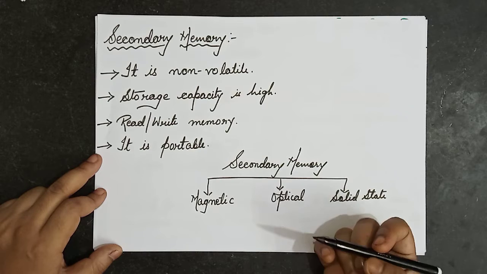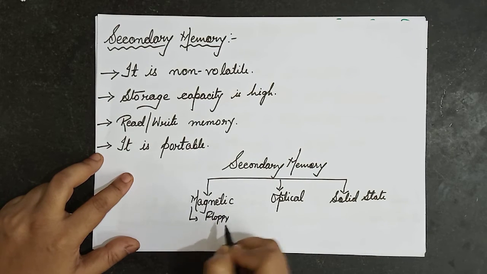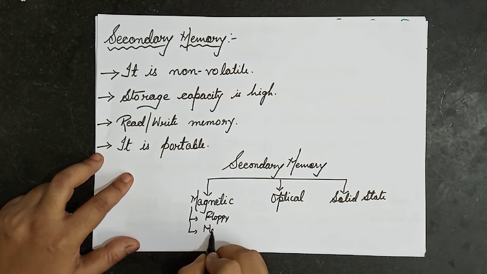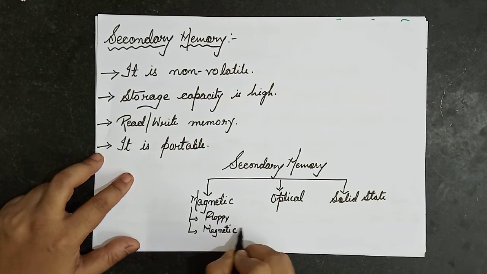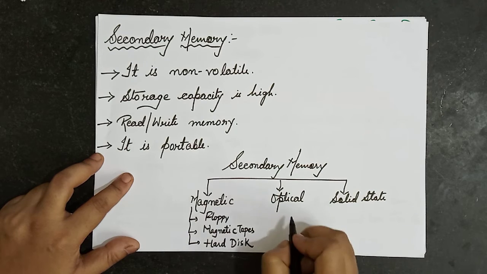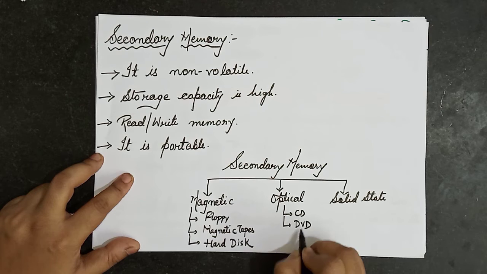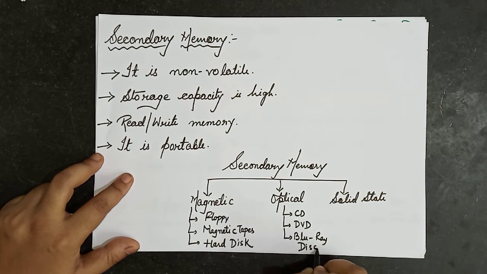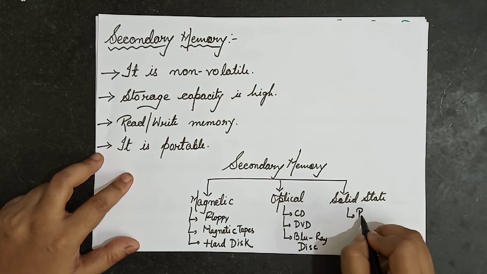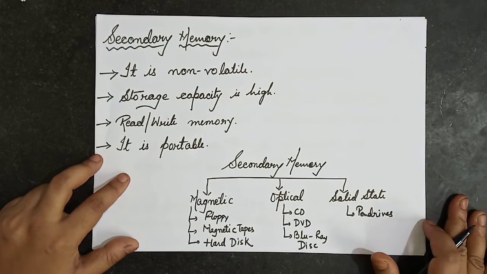Magnetic secondary memory includes the floppy disk we used earlier, which is no longer in use, magnetic tapes, and the hard disk. We are quite familiar with the hard disk. Next is optical secondary memory, that is CD, DVD and Blu-ray disk. Solid state, if you talk about it, the pen drive is the best example. So this is the secondary memory.